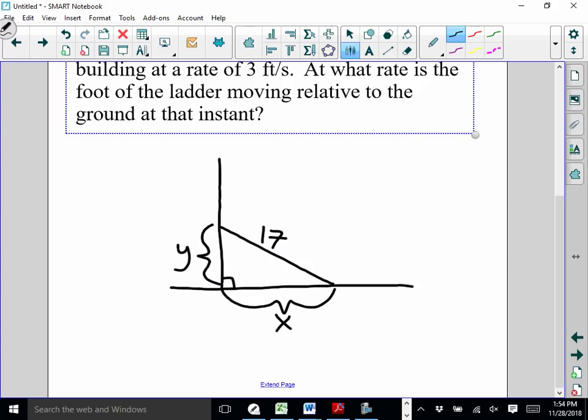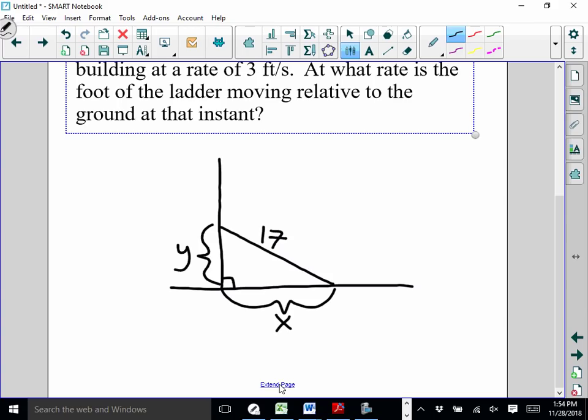Now, even though at the instant we know what x is and at the instant we know what y is, those will be changing, so I have to give them letters because they're variables. The ladder is going to be 17 feet, and it's always going to be 17 feet, right? So I'm just going to call it 17. That's different than what we've worked on before.